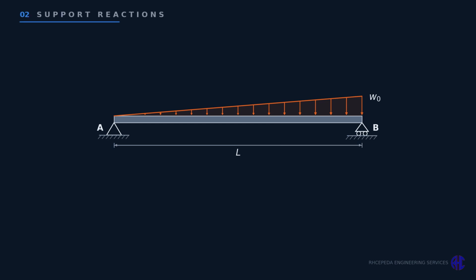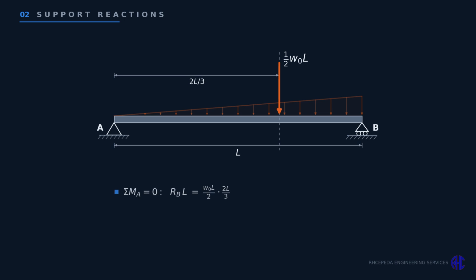Let's find the support reactions. Replace the triangular load with its resultant, a single force of W0 L over 2, acting at 2/3 L from support A. Taking moments about A, RB times L equals that resultant times 2L over 3, which gives RB equals W0 L over 3. Then from vertical equilibrium, RA is the total load minus RB, W0 L over 2, minus W0 L over 3, which leaves W0 L over 6.